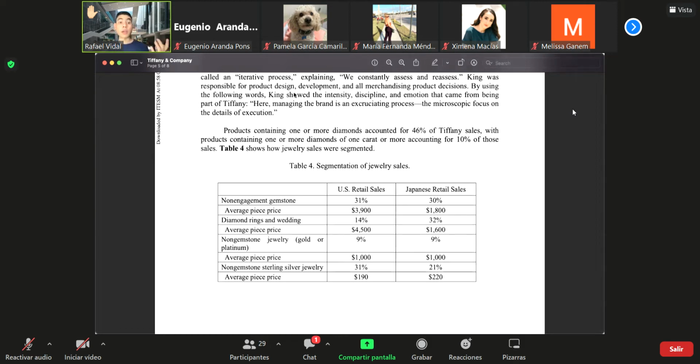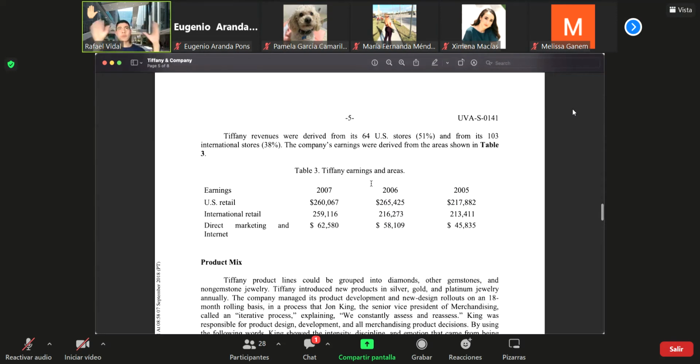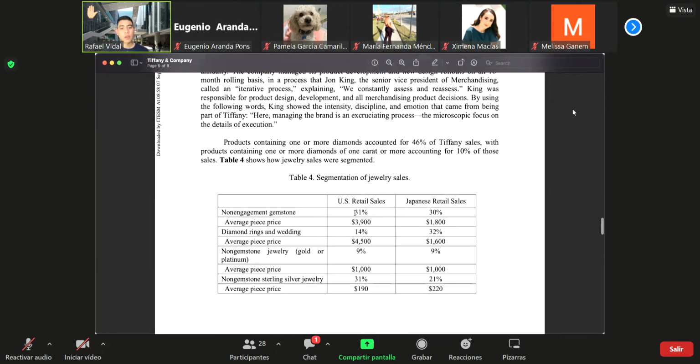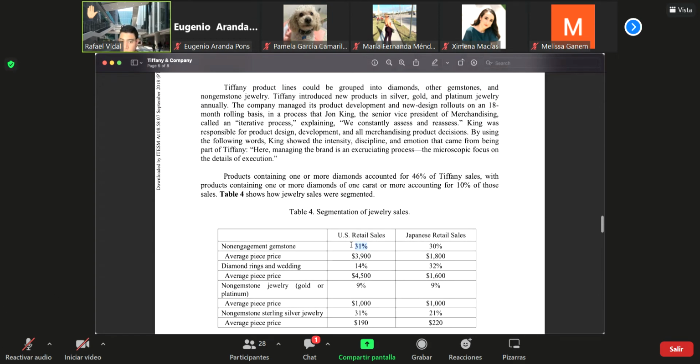So let me explain what we are doing right now. If we have the total revenue for the US and you want to know how many pieces you sold to get that revenue, you have to see this table. 31% of the total pieces or total sales were non-engagement gemstones, 14% diamond rings, 9% non-gemstone jewelry, and 31% silver jewelry, actually. So if you multiply the total revenue times the percentage of the items you sold, you get the revenue for that item.